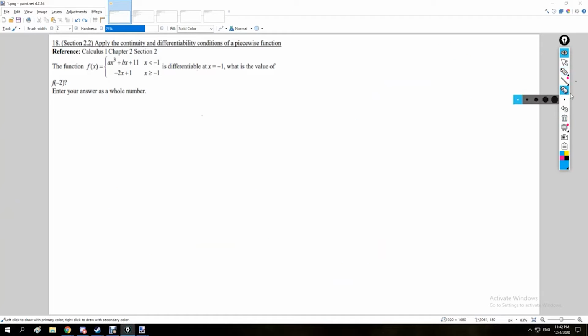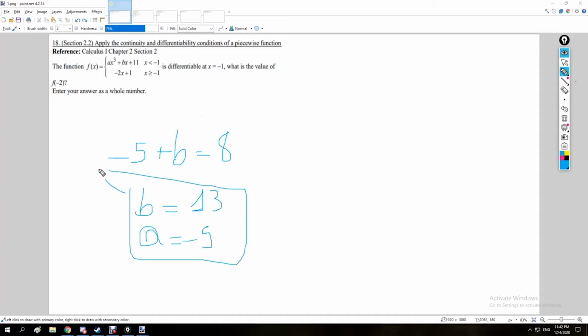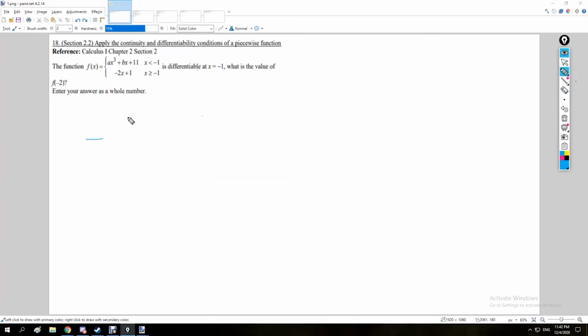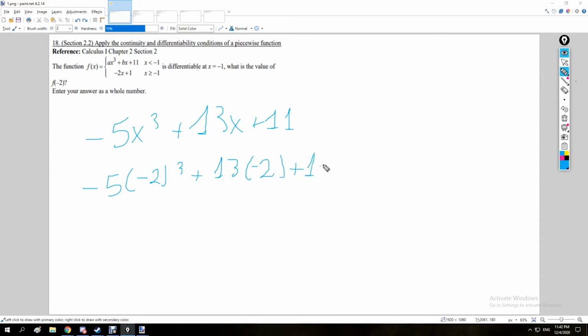So, minus 5 plus b is equal to 8, which means that b is going to be equal to 13. B is equal to 13, a is equal to minus 5. We can substitute these two into this first part of the function. So the first part of the function ends up being minus 5x cubed plus 13x plus 11. And to find f of minus 2, simply substitute minus 2 for x. So minus 5 times minus 2 cubed plus 13 times minus 2 plus 11, which is equal to 25. So the answer here is 25.